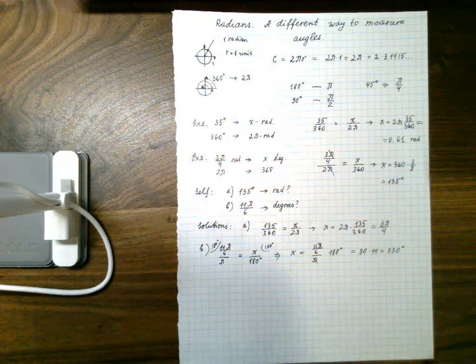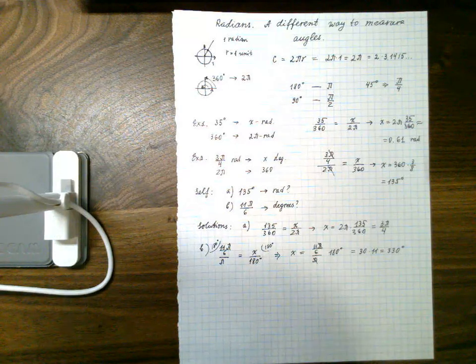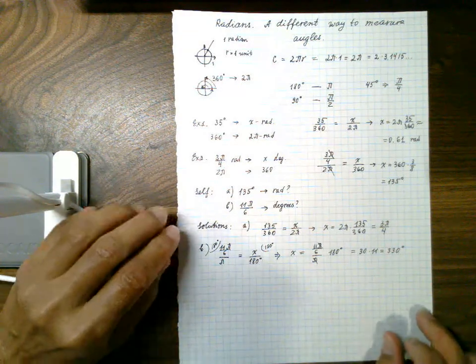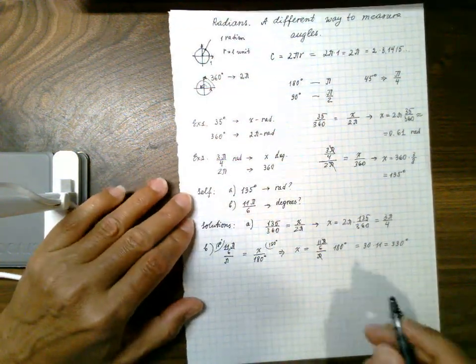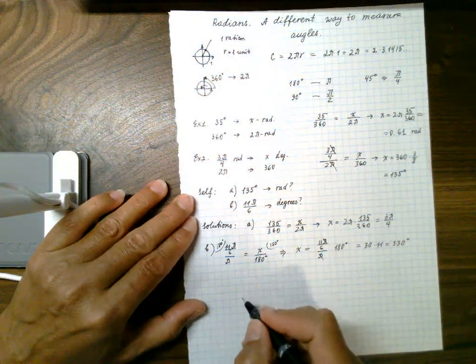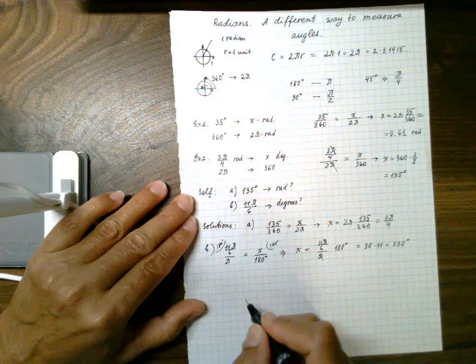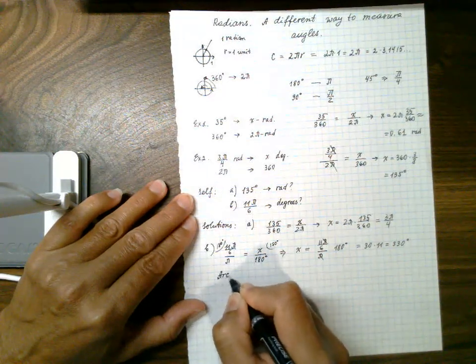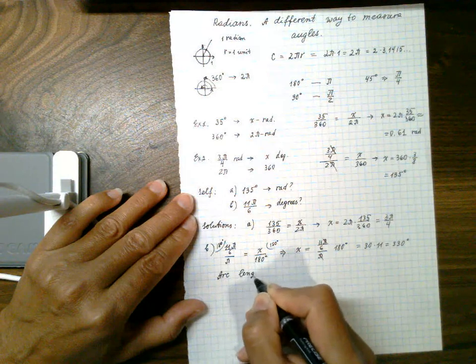Okay, so we just learned how to convert degrees to radians and radians to degrees. Now, let's move to our next topic, which is called arc length. Arc length is very connected to radian measure because we are going to use radians to measure arc length.